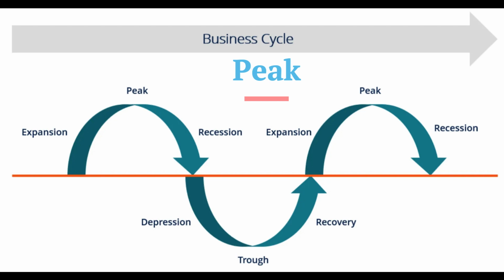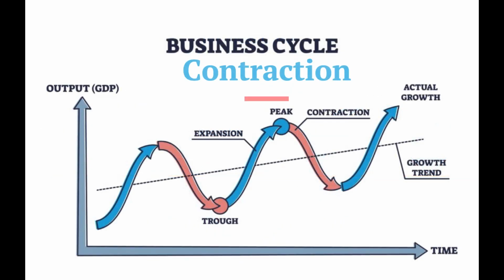The peak is displayed on a graph as the highest portion of the curve before moving downward. The third phase is the contraction stage. It begins after the economy peaks and ends when GDP and other indicators cease to decrease.